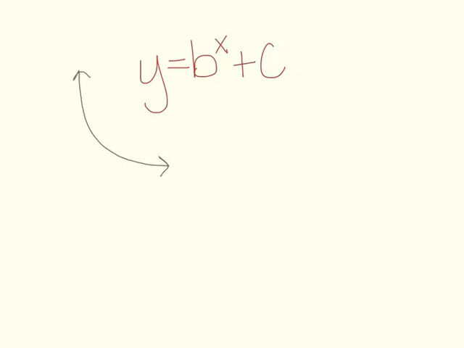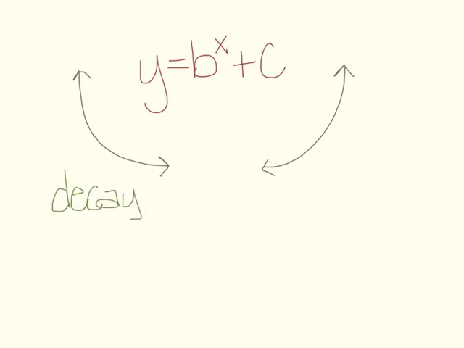Look a little bit more in depth at our exponential functions. We've mentioned that we're dealing with this form, y equals b to the x plus c. We've even talked a little bit about what the graphs would look like. We could have a curve going down and to the right, or a curve going up and to the right. If our curve goes down and to the right, it is called a decay curve.